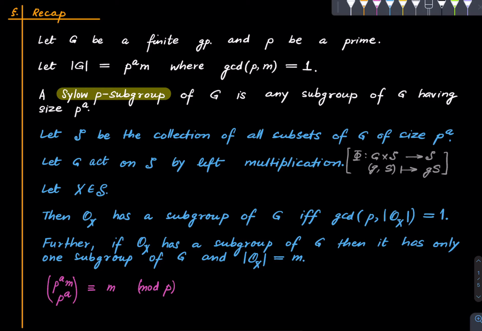And at the same time, if this has a subgroup, then this has only one subgroup, and the cardinality of this thing has size m. So we will need these facts. We also showed this, which is a purely number theoretic identity, that this binomial coefficient is congruent to m modulo p. So we will need all of this.